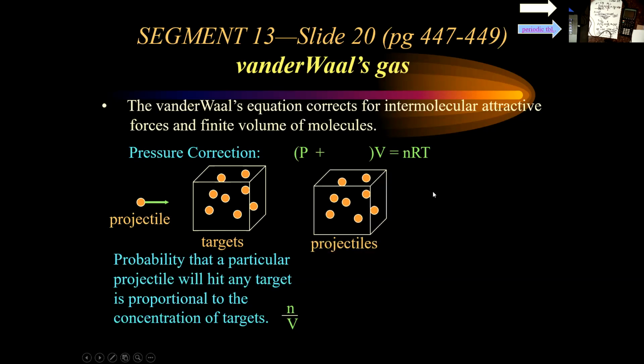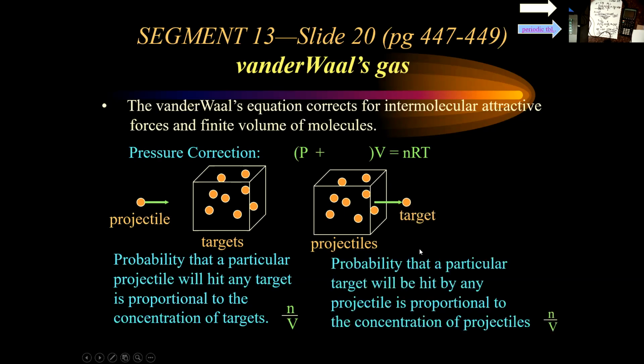Now, let's think of it this way. Here's a bunch of projectiles, and here's a target. What's the probability that at least one of these projectiles hits that particular target? Well, it's proportional to the concentration of the projectiles. So the probability of a projectile hitting a target is N over V. The probability of a single projectile hitting one of many targets is N over V. A projectile hitting a target is a collision. So the number of collisions is proportional to this probability times this one.